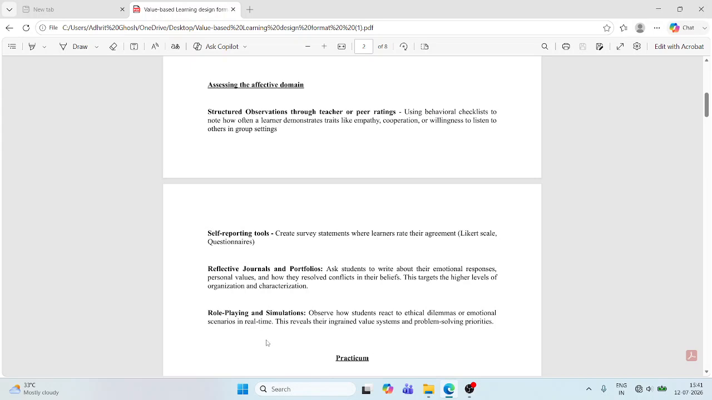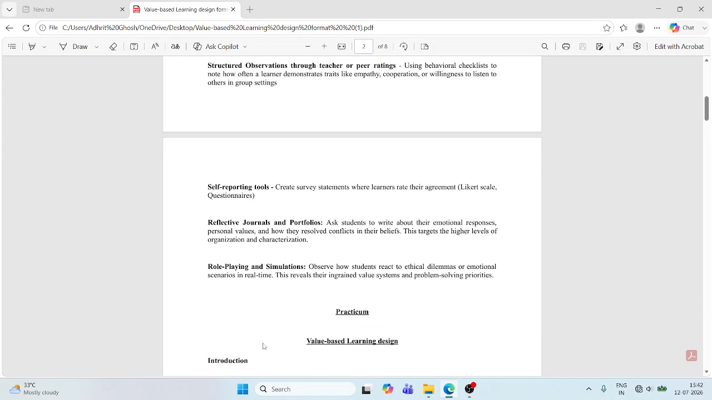then you have to perform structured observations, which the teacher can perform, or use peer ratings. Use behavioral checklists to see whether the individual is actually demonstrating certain values or certain emotions like empathy, cooperation, willingness, etc. Or use self-reporting tools, that is, you may prepare a survey and administer it, where the learners themselves answer the questions and they are rated through a Likert scale or using a questionnaire.